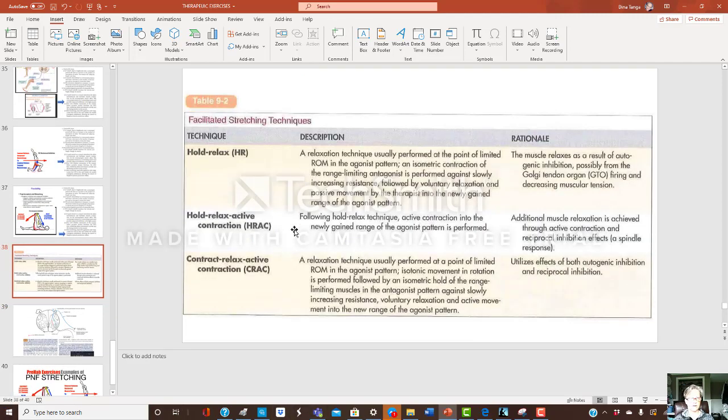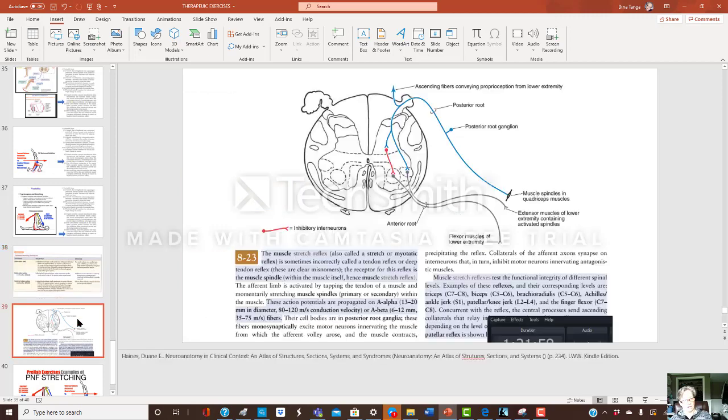And here's the 3 again. Hold, relax, active contraction, and contract, relax, active contraction. And then I threw in a little spinal cord thing from the Neuroanatomy and Clinical Context book.